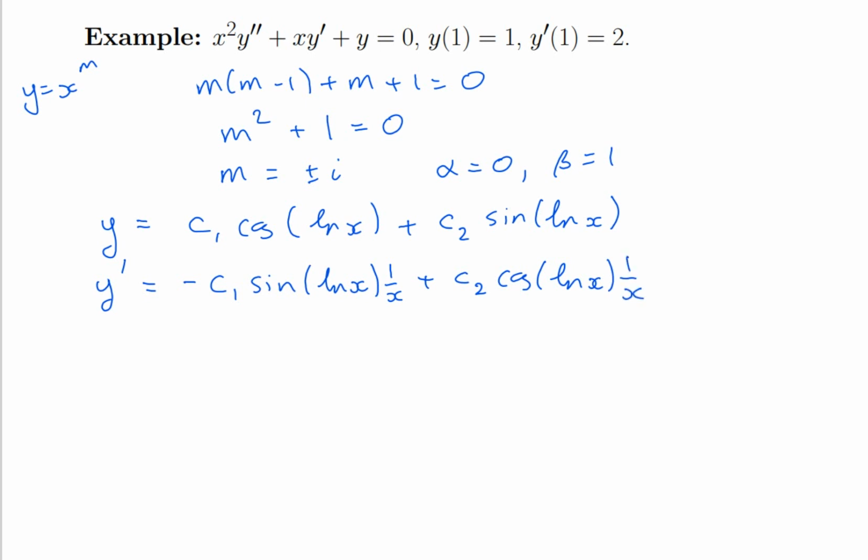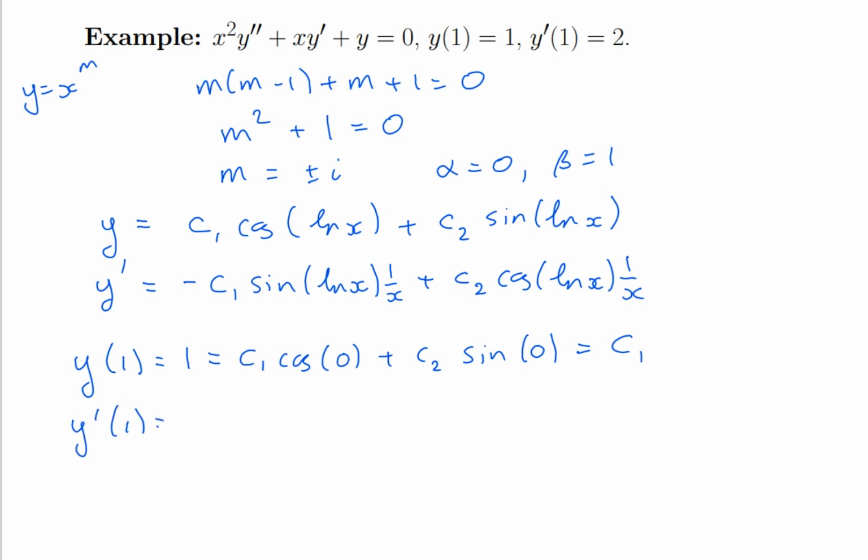I notice the initial condition is given at x equals 1, so y of 1 must be equal to 1. Substitute in x equals 1. Well, log of 1 is 0, so that's a very convenient point to specify the initial value. I get c1 cos of 0 plus c2 sine of 0. Cos of 0 is 1, sine of 0 is 0. This is equal to c1, so c1 is 1.